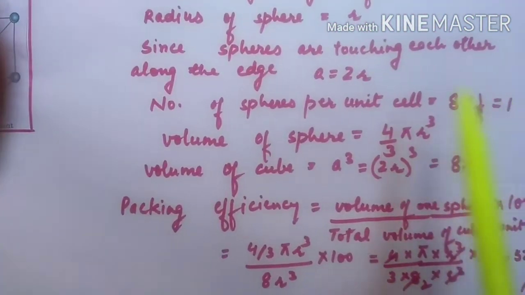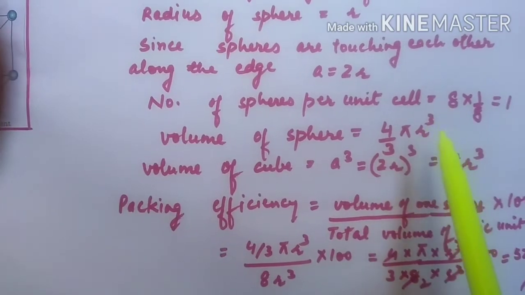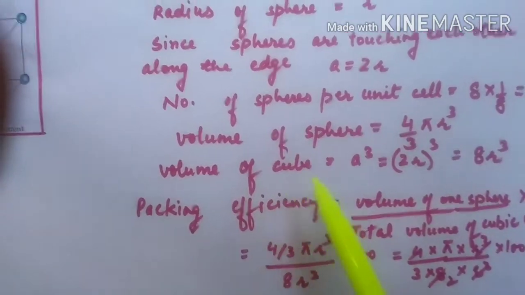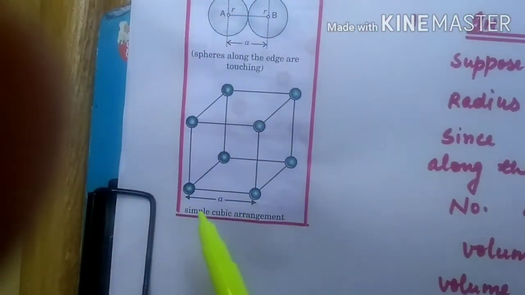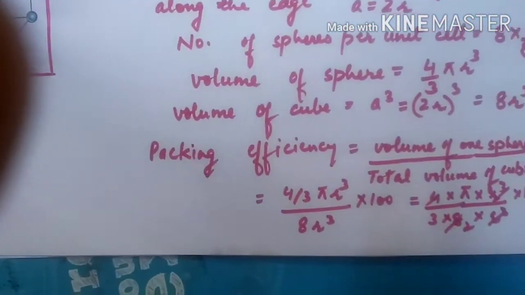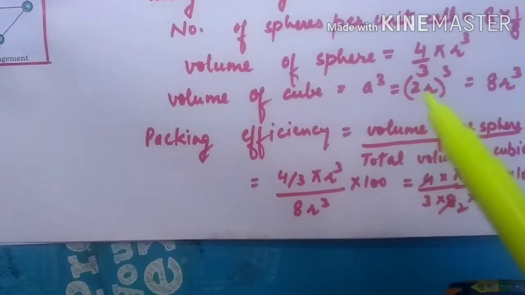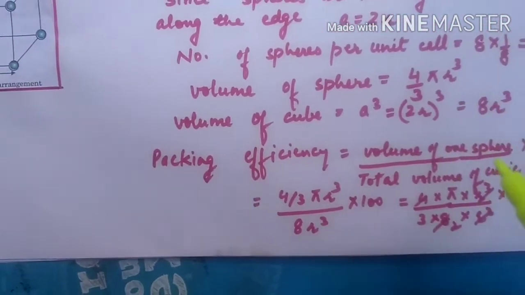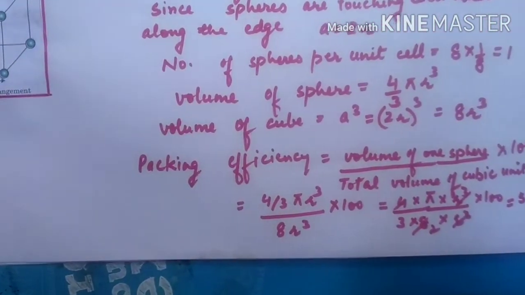The volume of one sphere will be 4 by 3 pi r cube. But the volume of the cube will be a cube, a into a into a. Now a, as you know, is 2r. So you get the volume of the cube as 2r the whole cube, which comes out to be 8r cube.